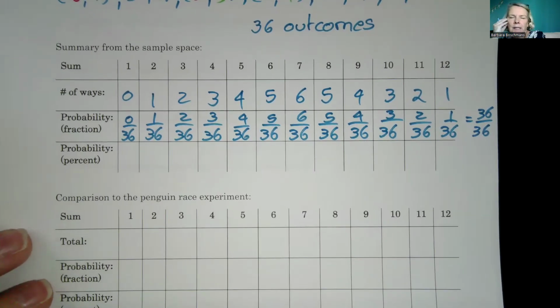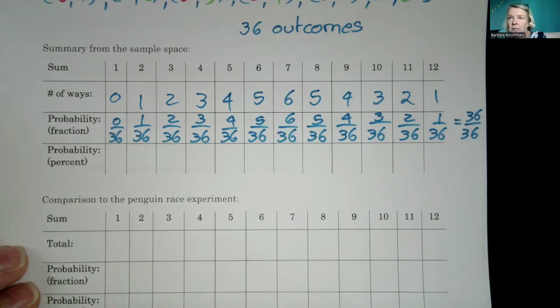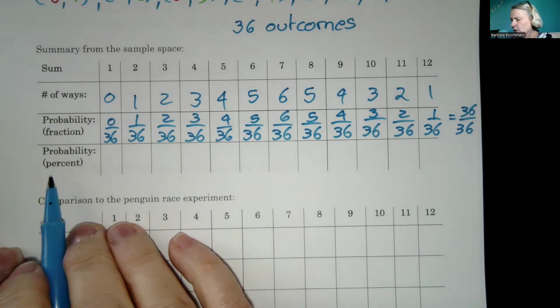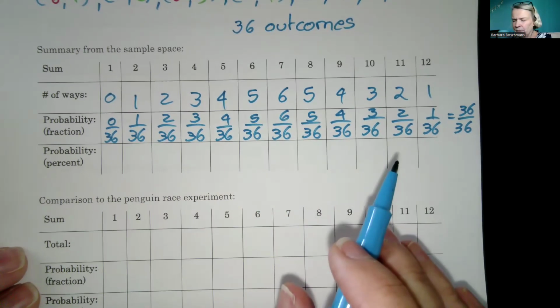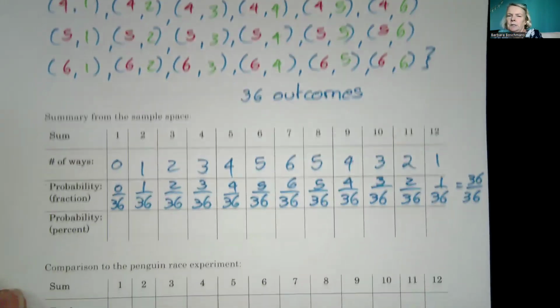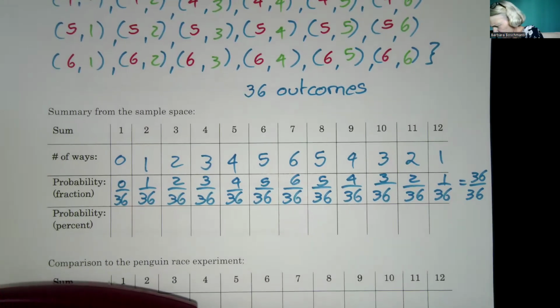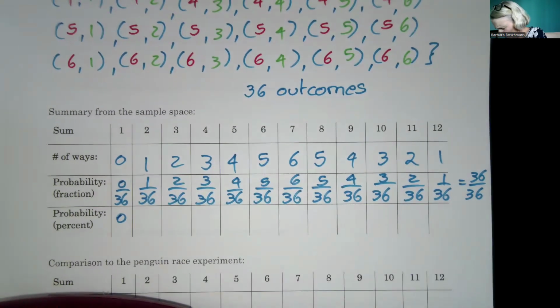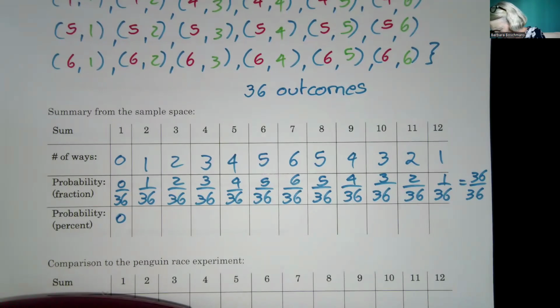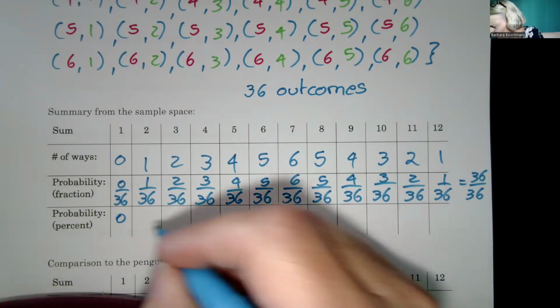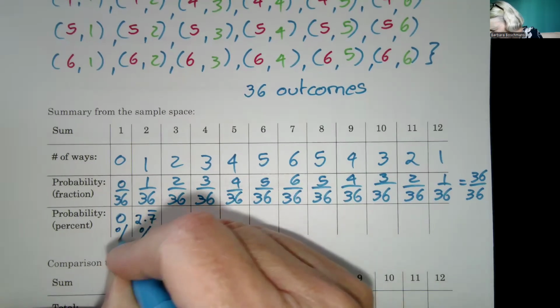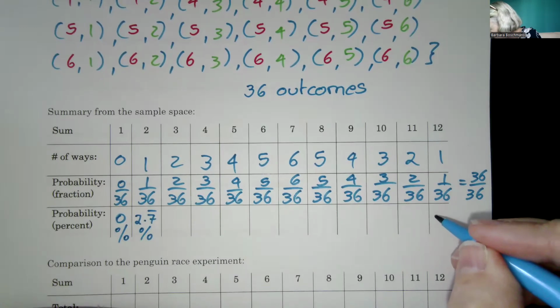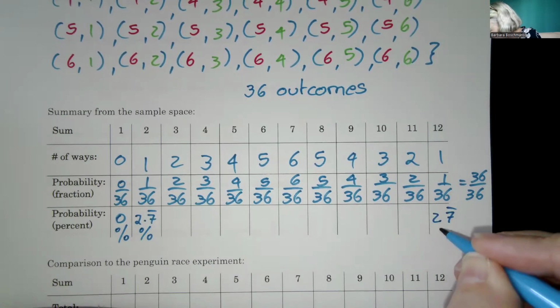Now, for us, it's easier to think about probability in terms of percent versus fraction. We'll do most of them in fraction form, but for this activity, we want the percent. So on a calculator, you do 1 divided by 36 times 100, and that would give you the percent. So I'm going to use my calculator. This is just 0, but 1 divided by 36 times 100 would be 2.7 repeating, and that's a percent. That also means that 12 is 2.7 repeating percent.